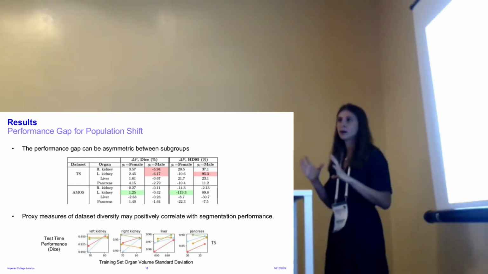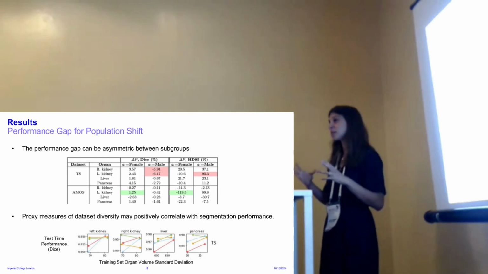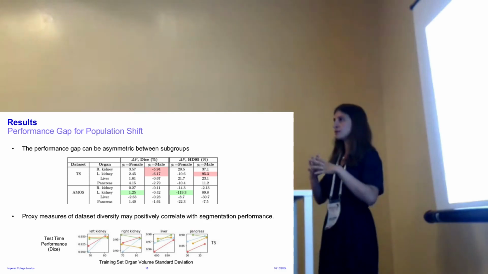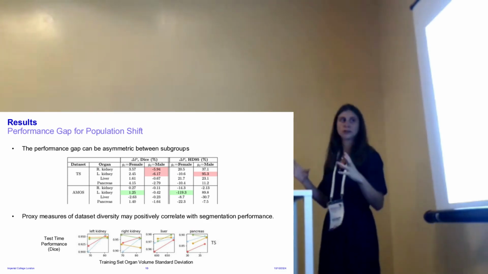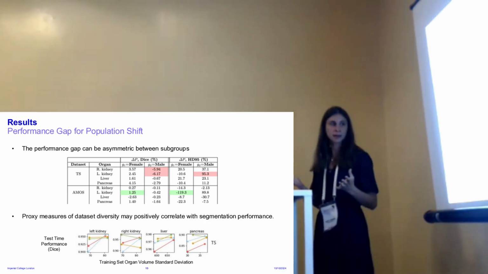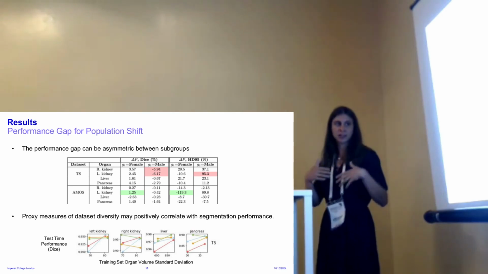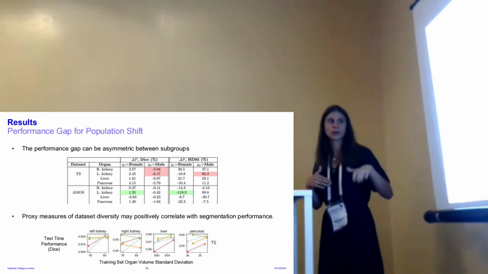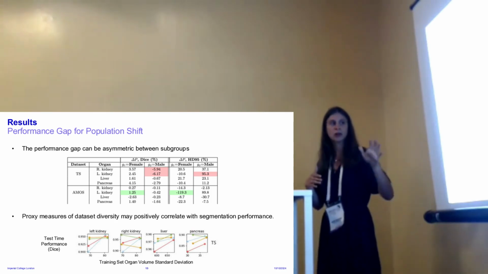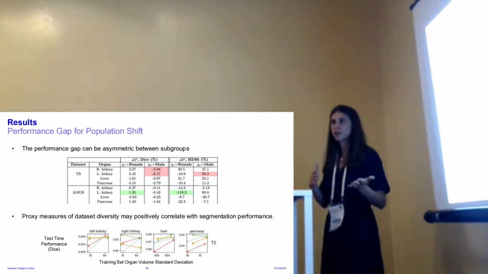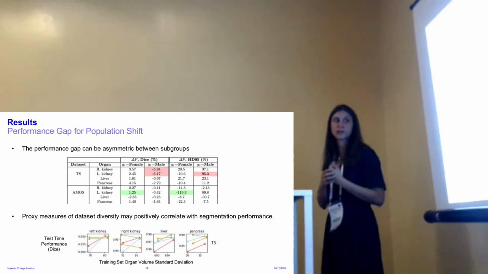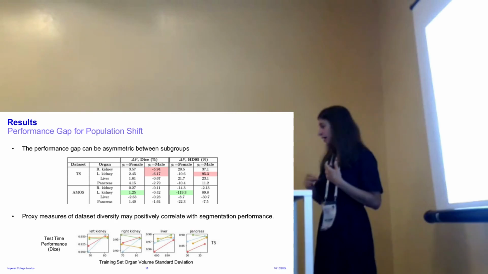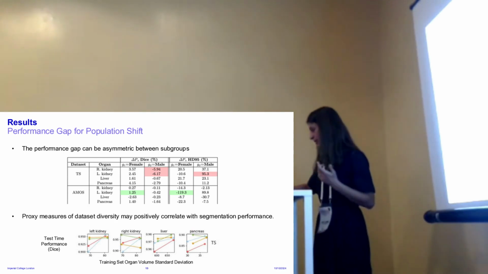Unfortunately, in this particular study, we only had time to look at one aspect of that, which was the standard deviation for organ volumes in the training data set. But when we did a rough look at whether the volume standard deviation correlated with the test time performance, we saw generally quite strong correlations. So that's really interesting, and it's led on to my next piece of work.